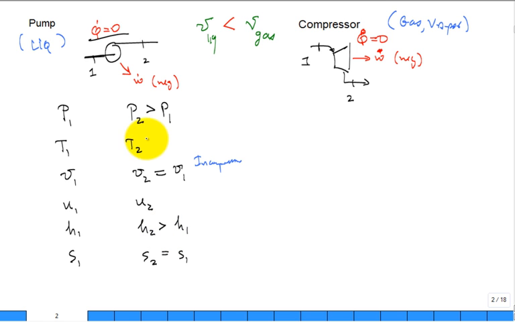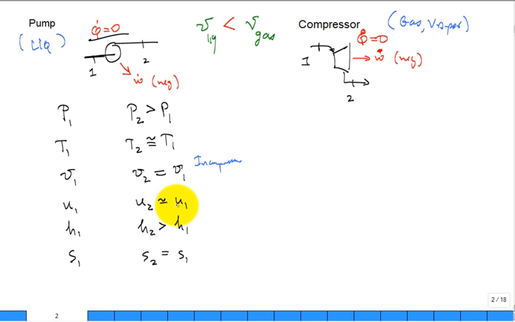So this is essentially the same. The temperature is essentially the same. And internal energy of a liquid is primarily a function of temperature. And so this is essentially the same as well. I like to avoid talking about U's because it's really the flow energy, the enthalpy, that's most important for the first law in the analysis of the pump.